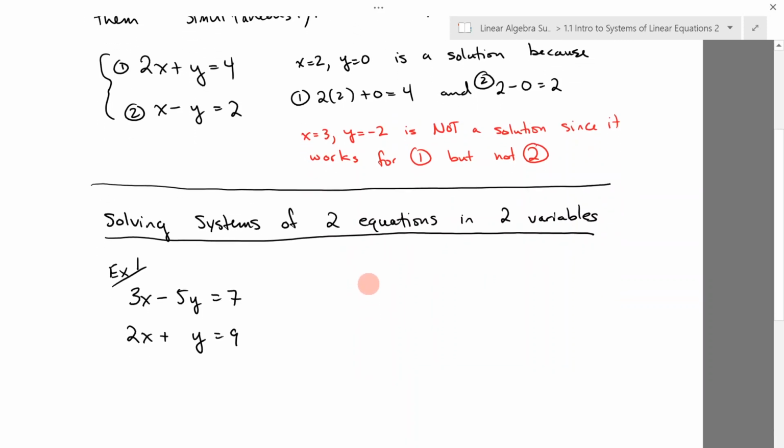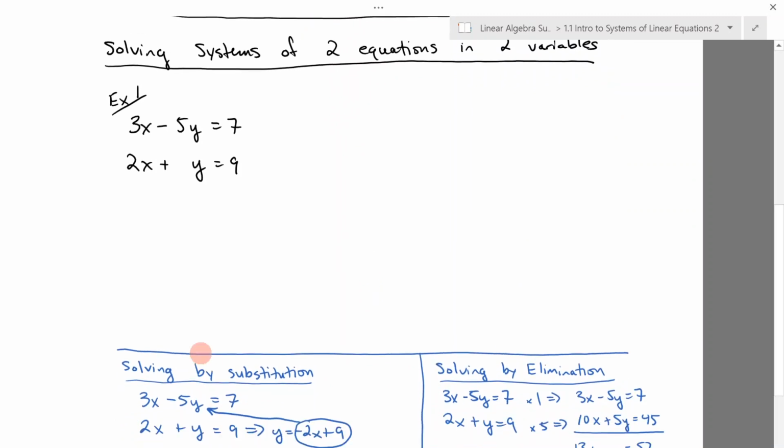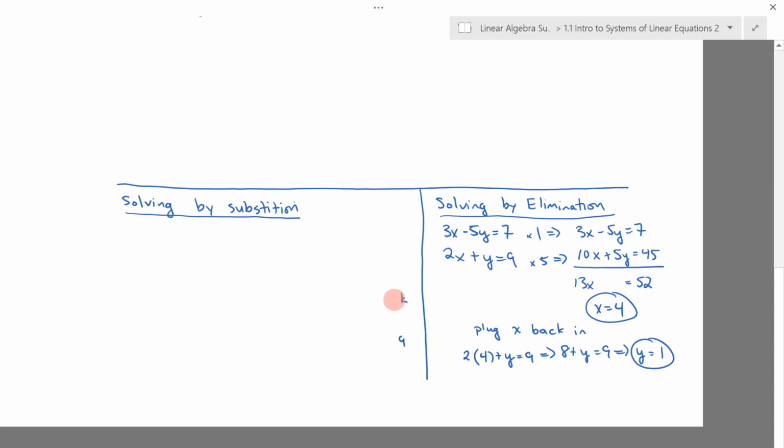Okay, so let's look at this first example here. I forgot to erase this down here, so let me just erase this real quick because I want to demonstrate how you solve it using these methods.